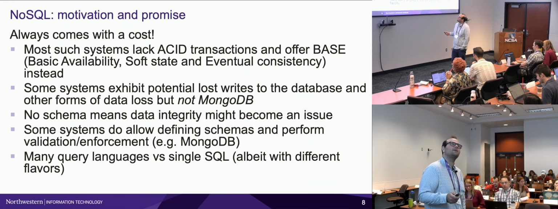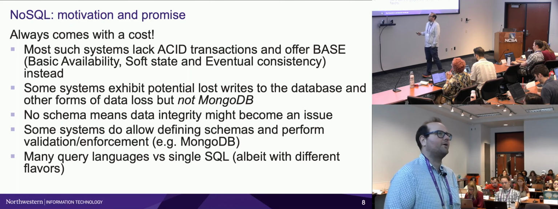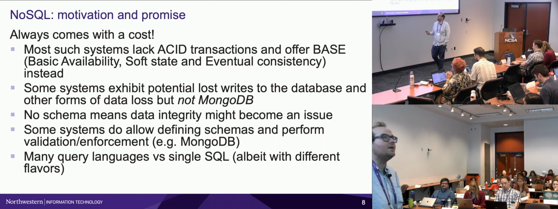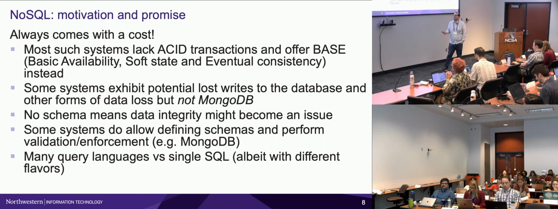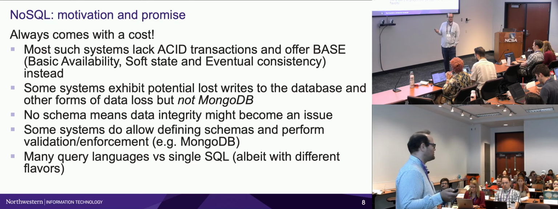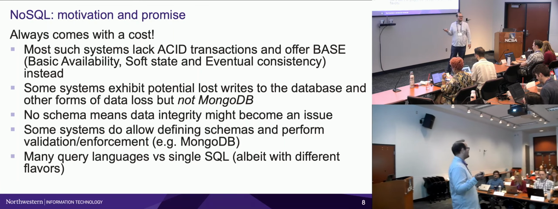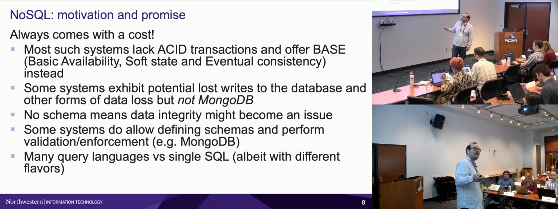Most systems lack that kind of ACID transaction. That's fine. Some systems exhibit potential loss of writes to the database and other forms of data loss, but not MongoDB. To me, pretty much the name of the game in research that you would be interfacing with is MongoDB. So this caveat that there are other non-MongoDB NoSQL systems that may exhibit data loss problems seems a little unnecessary, because this is the only game in town pretty much that you'd be dealing with.